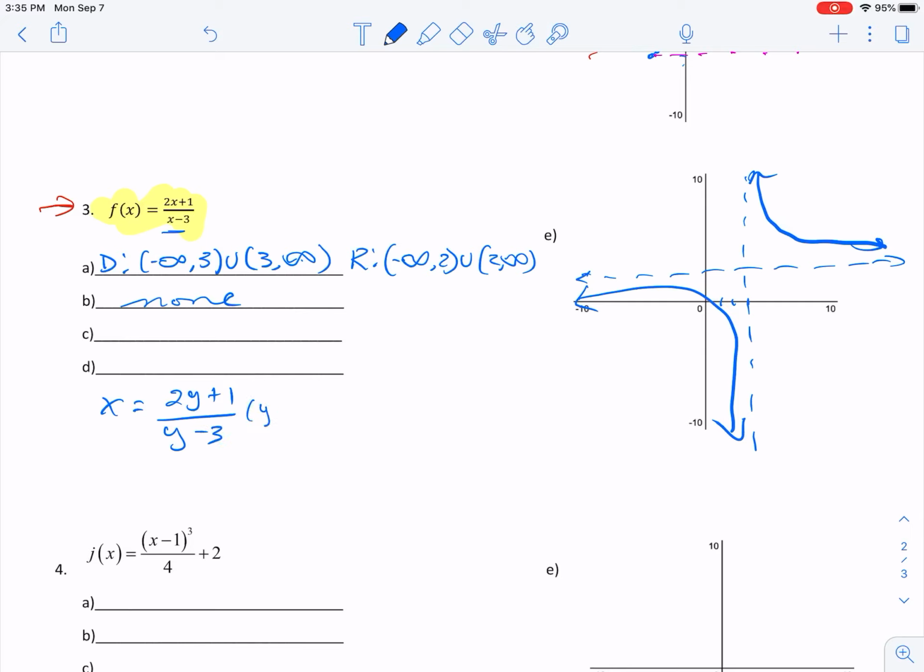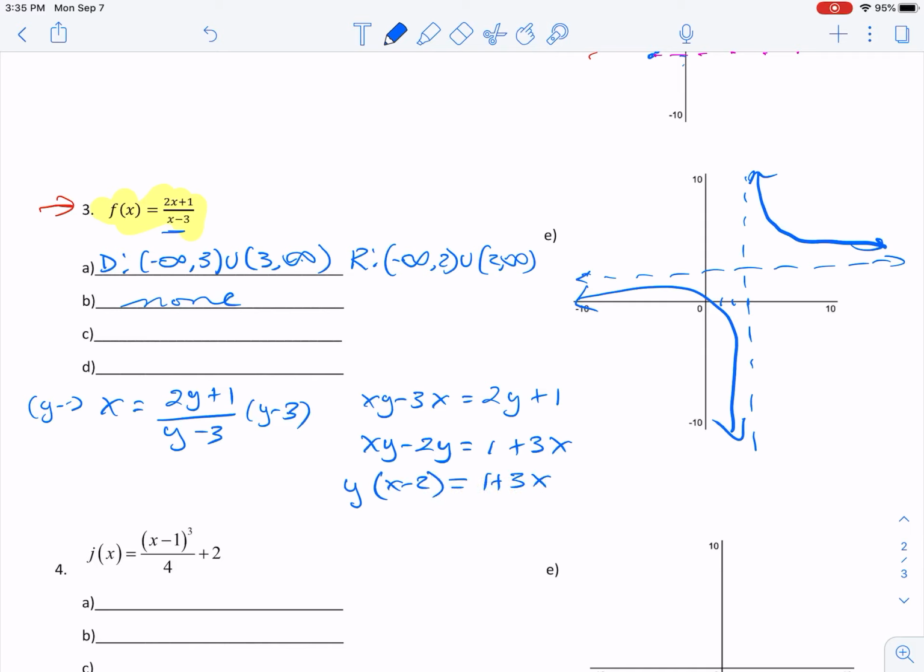I'm going to multiply both sides by y minus 3, and I have xy minus 3x equals 2y plus 1. I'm going to put the terms with y on one side and the ones with x's on the other. So I'm going to subtract, so I get xy minus 2y equals 1 plus 3x. Factor out your y and you get y times x minus 2. Now divide by x minus 2, and you end up with your inverse function equal to 1 plus 3x over x minus 2.